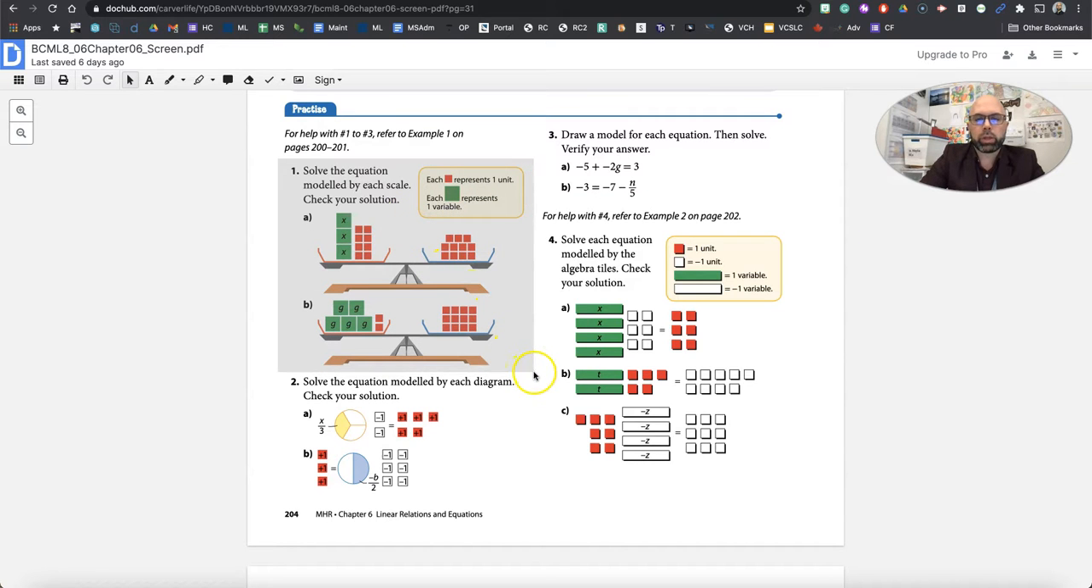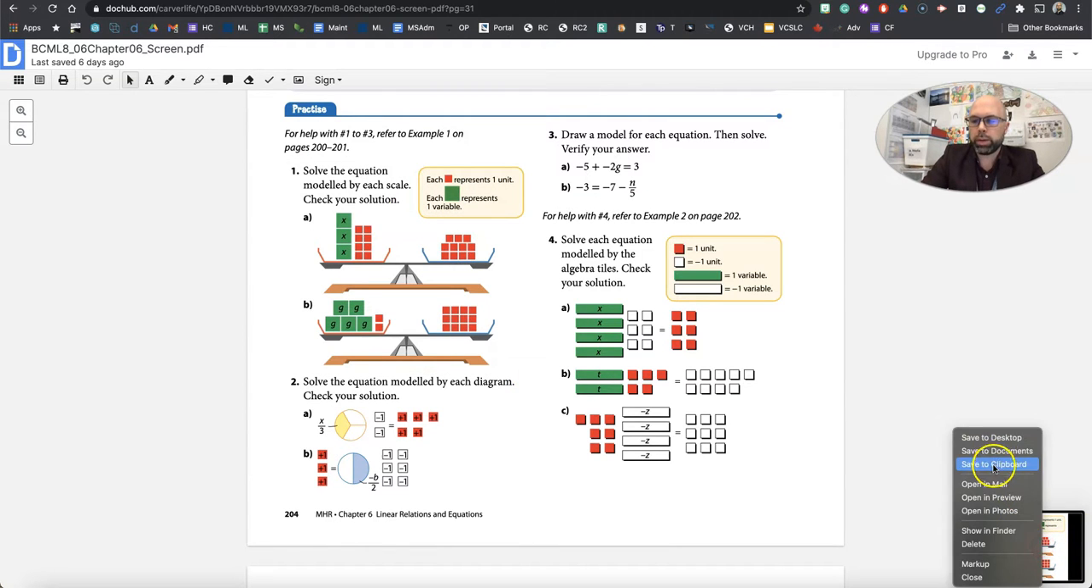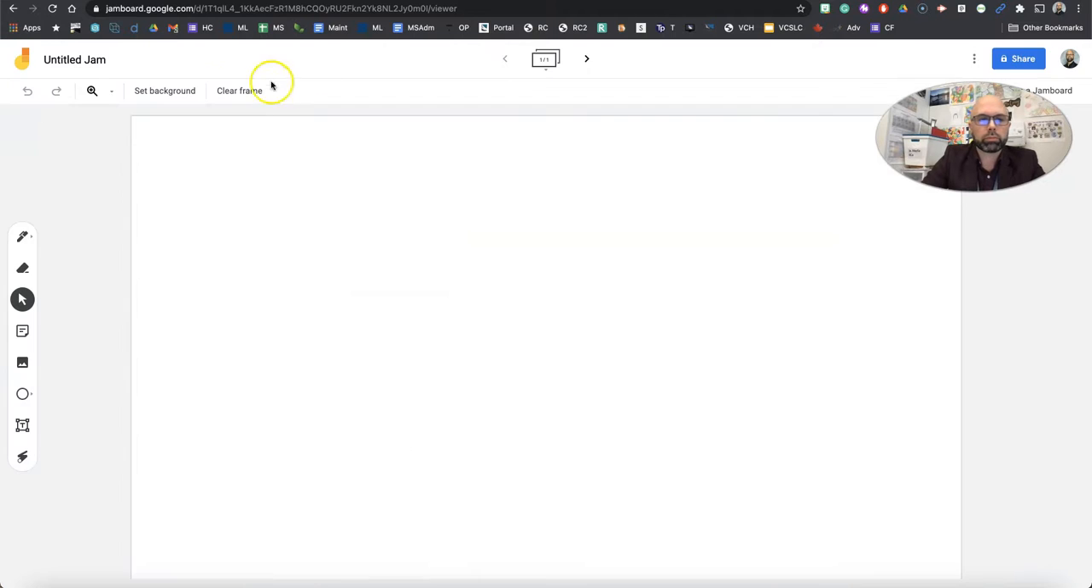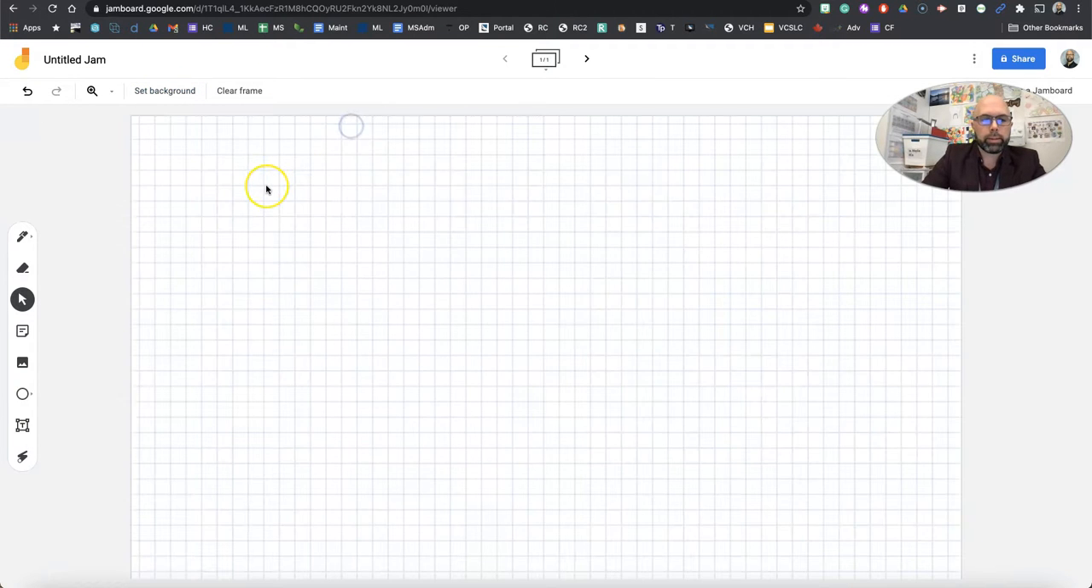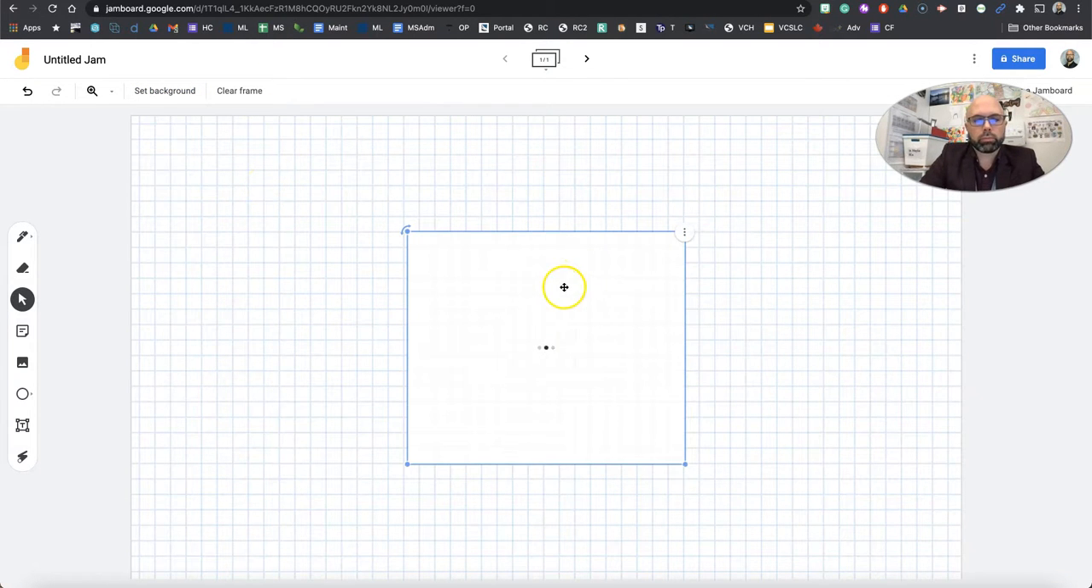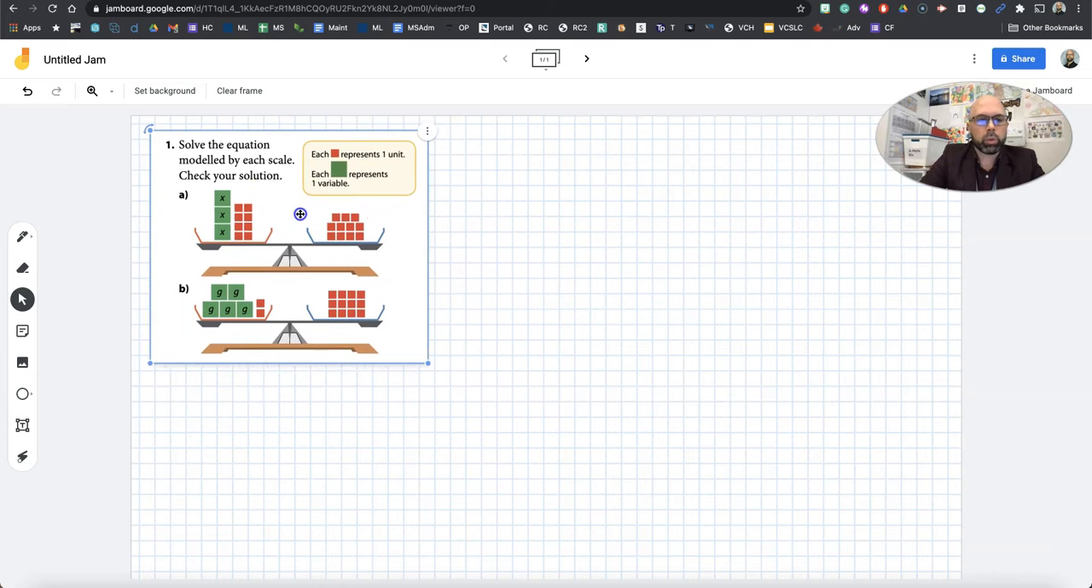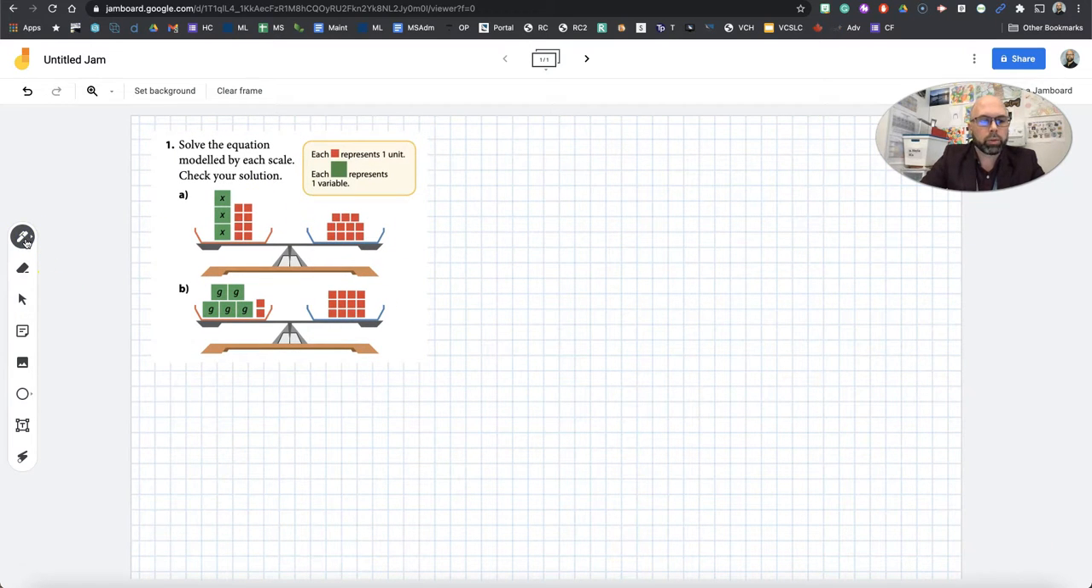So I'm going to copy this over into Jamboard. Again, this is number 1. And let's talk about how we would solve these. Actually, I will use the text thing.